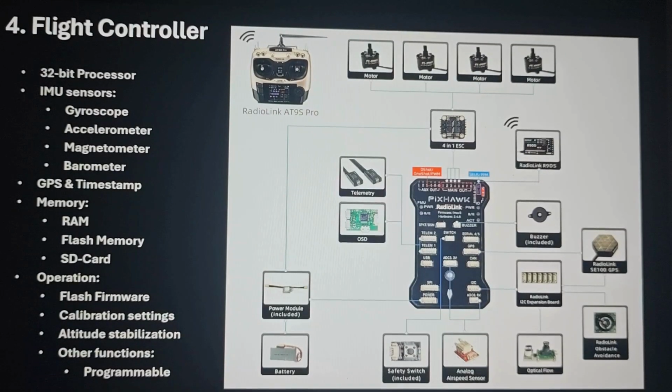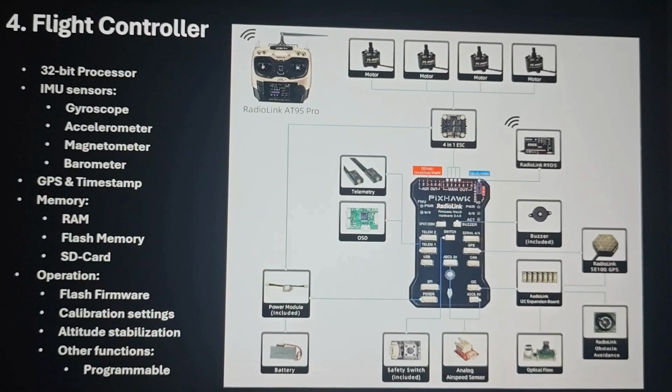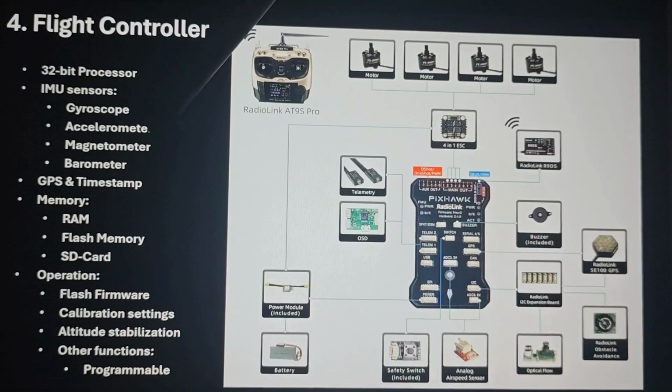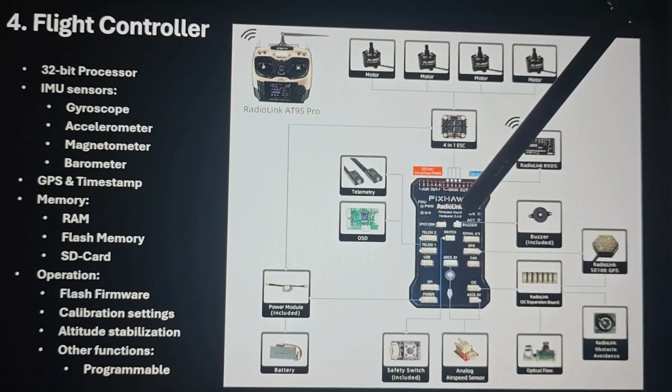In the fourth part, that is the flight controller. The flight controller is generally the brain of the drone. It consists of major parts including the processor, the sensors, GPS, and also memory units and various operations. Now we will go to the processor, this flight controller.